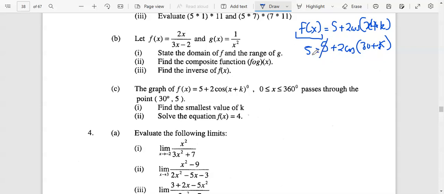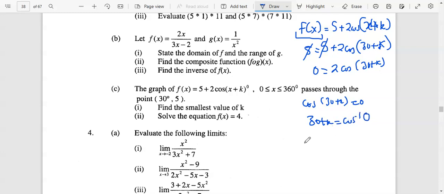Take 5 the other side, they'll cancel out. So we remain with 0 is equal to 2 cos(30 + k). Then divide both sides by 2, so you just remain with cos(30 + k) being equal to 0. So to remain with 30 plus k, we're going to take the cosine inverse of 0.